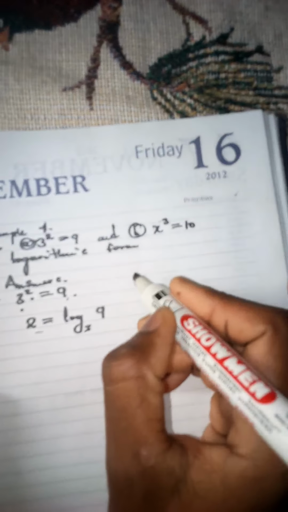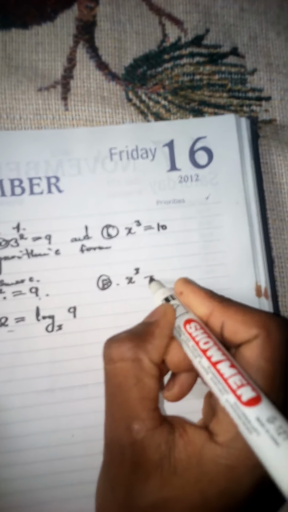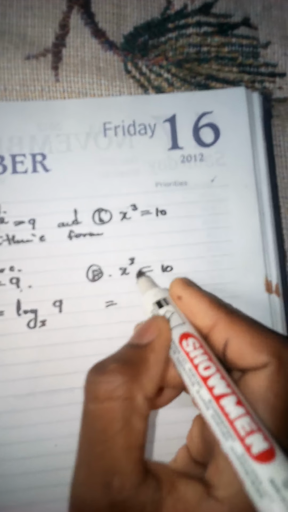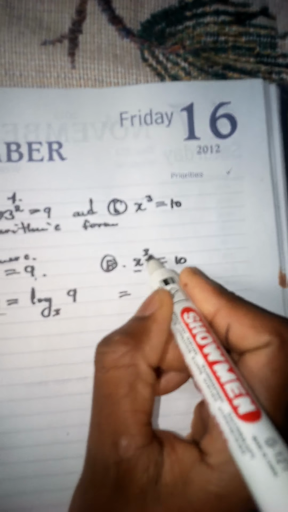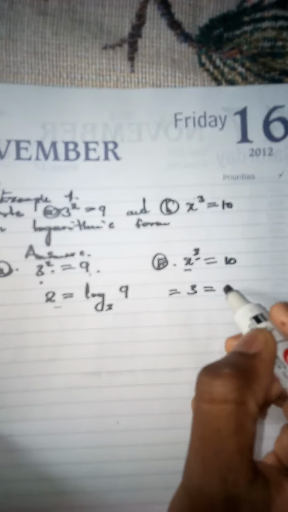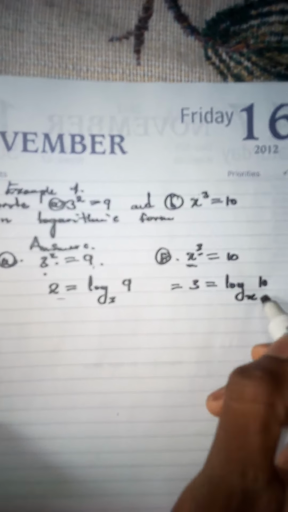Okay, let's go to our b. So our b is x to the power 3 is equal to 10. The same thing, we identify the base. My base is x, the index is 3, and I know that the index becomes the logarithm. So I write 3 is equal to the logarithm of 10. And what's my base? My base is x, like that. So that is how we change an exponential equation to logarithmic form.